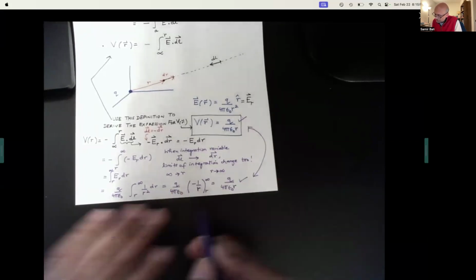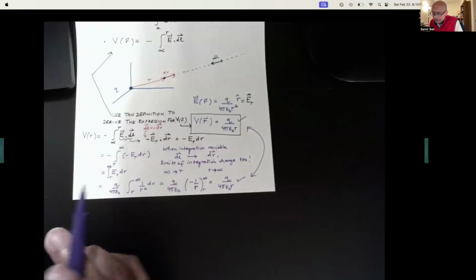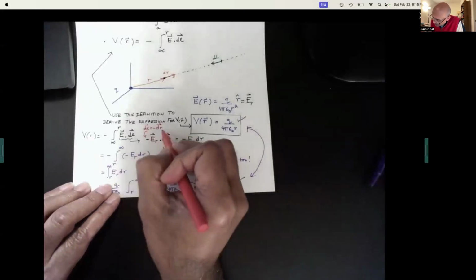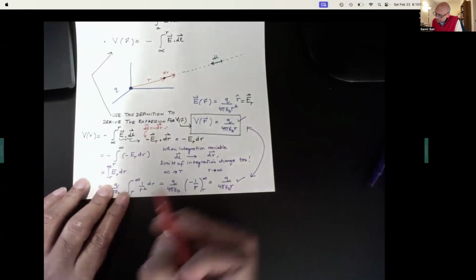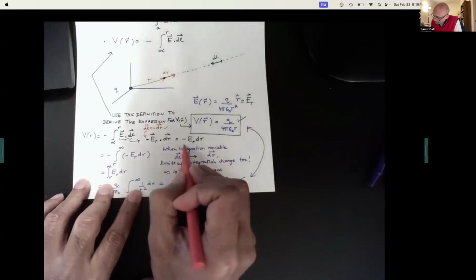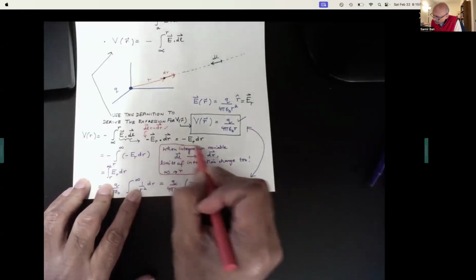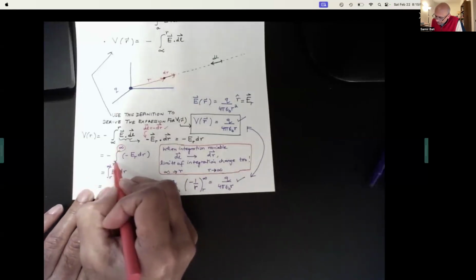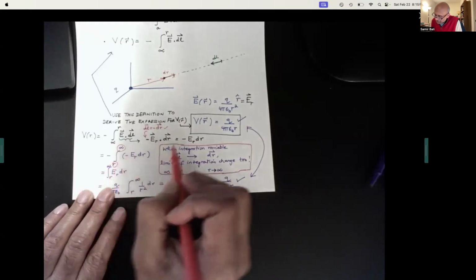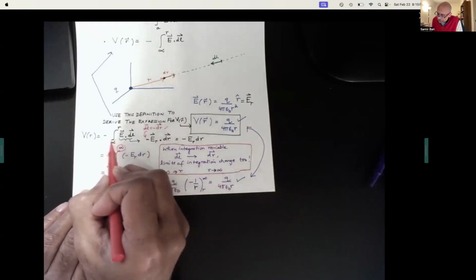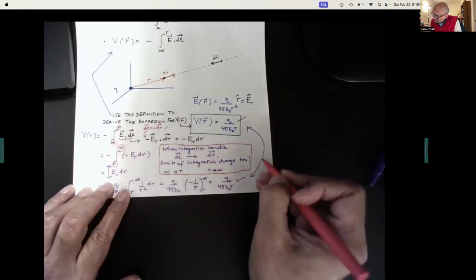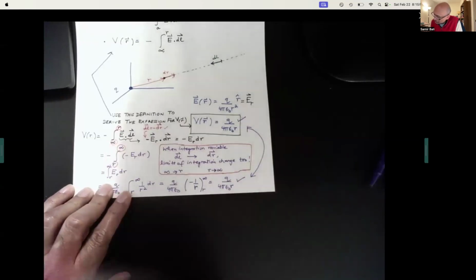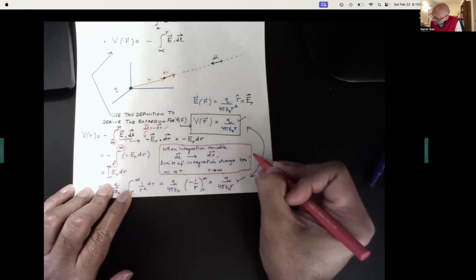You don't have any negative signs spoiling this. Just bear in mind that there was this place where the negative sign had to be taken into account, and then right here you also have to be careful with changing the limits of integration. You see how we changed it from infinity to r, to r to infinity. Okay, so there you go. We have these two places where the negative sign mattered.